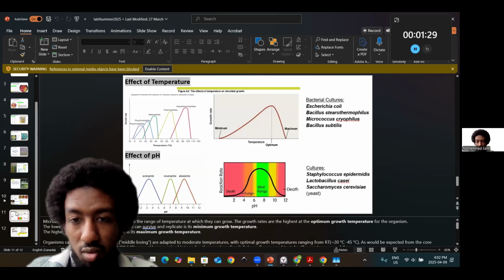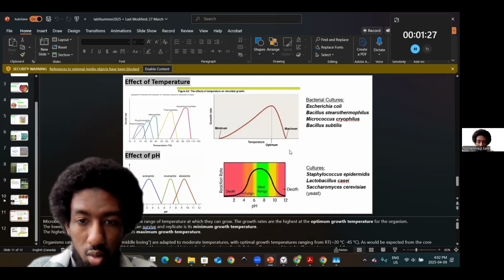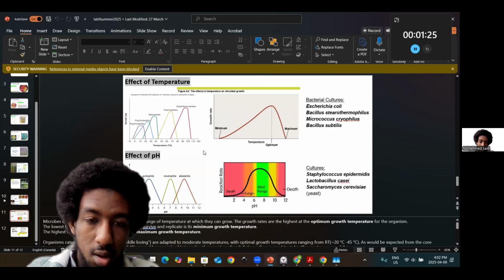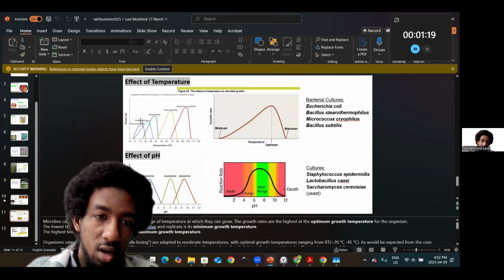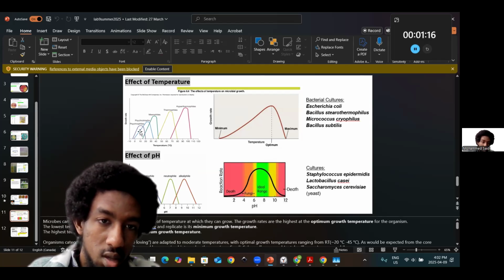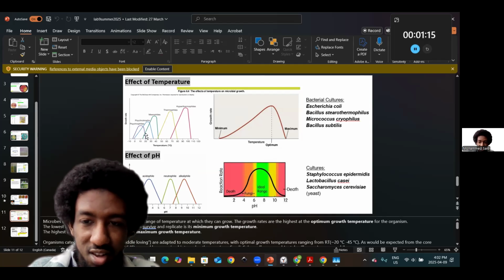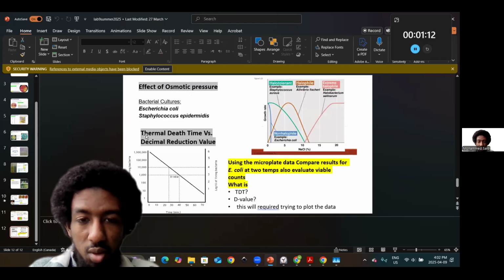And then the conditions that we've already described, the different growth patterns across temps and pH for different species and classifications, even at the extremities, from thermophiles to hypothermophiles, from psychrophiles to psychrotrophs. So many different types of components. And I already talked about osmotic pressure.